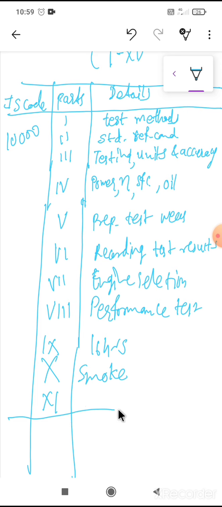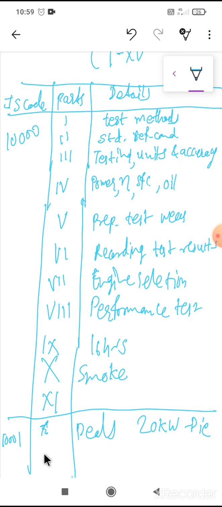Then next is ISO 10001. This is part 11. It deals with the specification for performance requirement for constant speed diesel engine up to 20 kilowatt capacity. Then in 10002, same as above, but for engines above 20 kilowatt capacity. So below 20 kilowatt is 10001 and above is 10002.